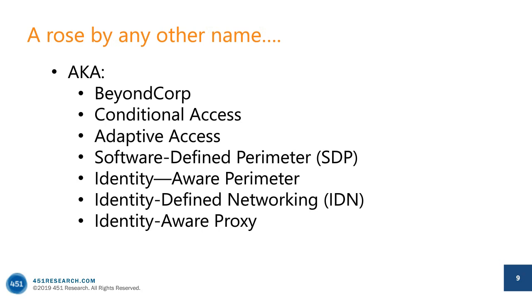So BeyondCorp is the name that was put forward by Google, and it has become pretty popular. Conditional access is used by Microsoft. We've got an identity-aware proxy that's also used by Google. So lots of different names floating around. But for our purposes, we'll stick to zero trust for this talk.